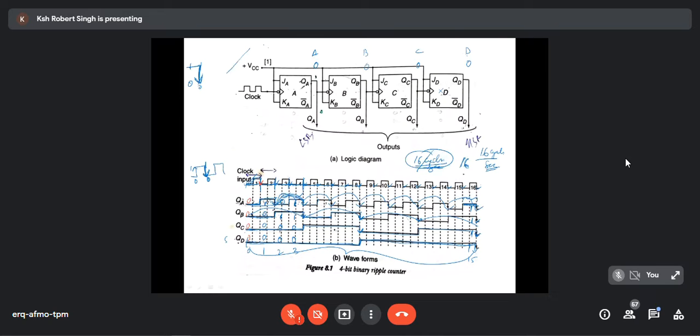It is not simultaneous. But in case of synchronous, the clock will be given here also, and to this one, and to this one. A uniform clock will be given to all the flip-flops. Okay, you'll come to know.